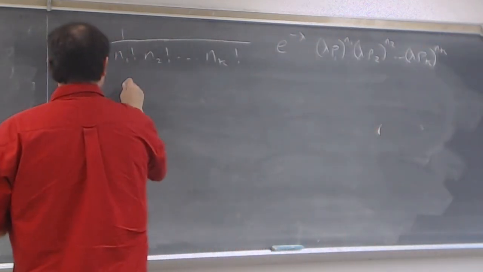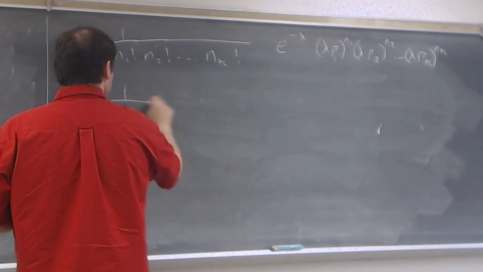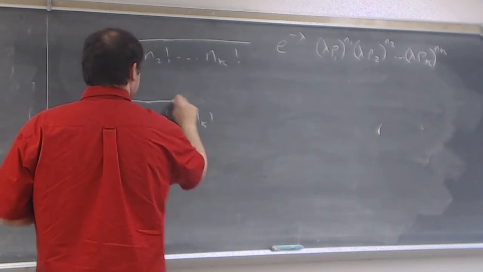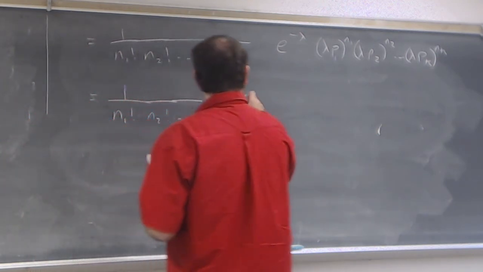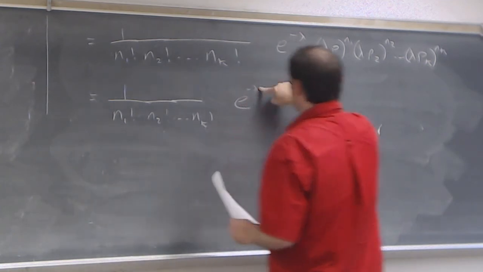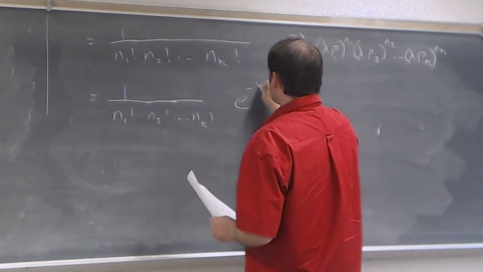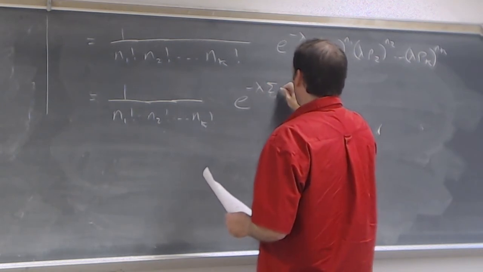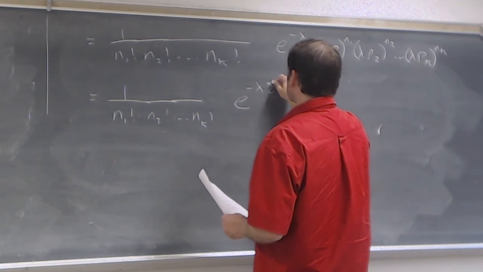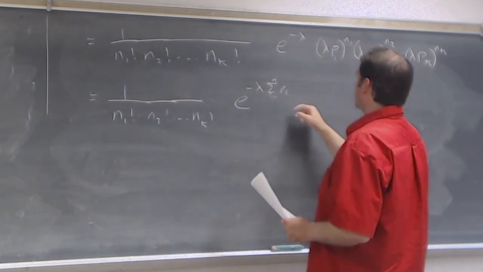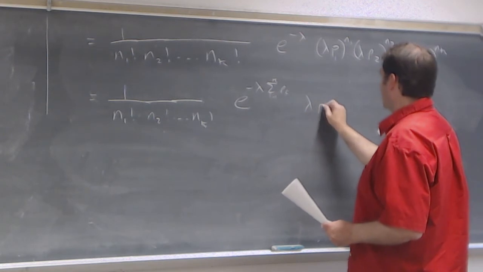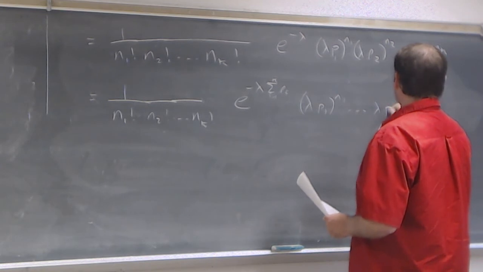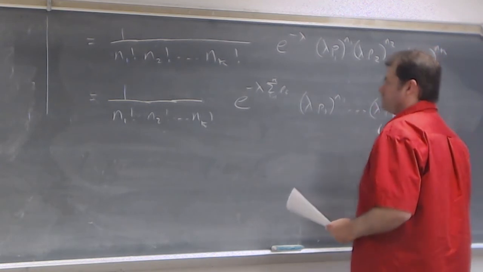And so, that's the same thing as 1 over n sub 1 factorial, times n sub 2 factorial, all the way up to the multiplication of n sub k factorial. The e to the minus lambda is really e to the minus lambda times 1, but that 1 is the same thing as the sum of the p sub i's, i running from 1 to k, because remember that was equal to 1. And then this lambda p sub 1 to the n sub 1, all the way up to lambda p sub k to the n sub k.